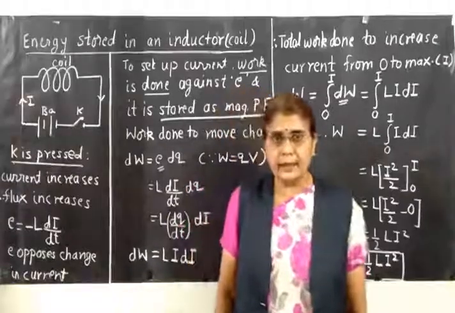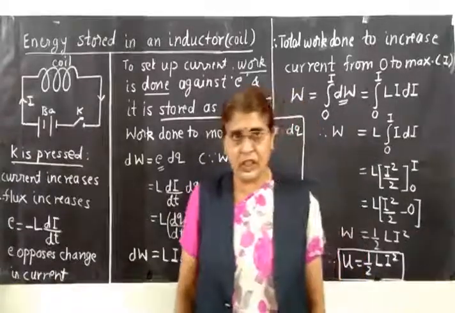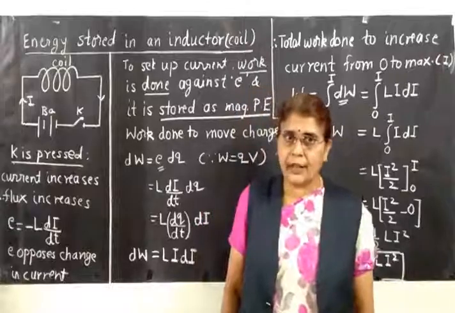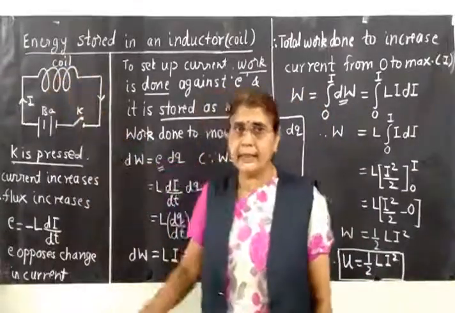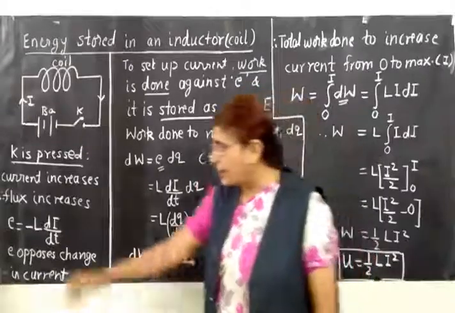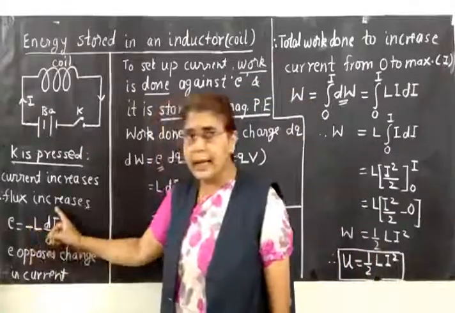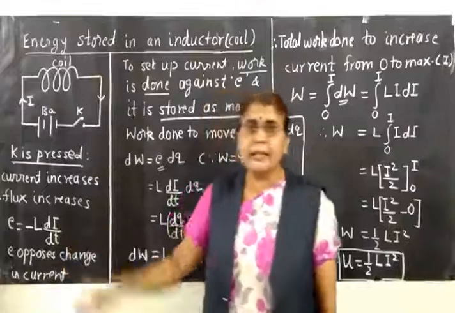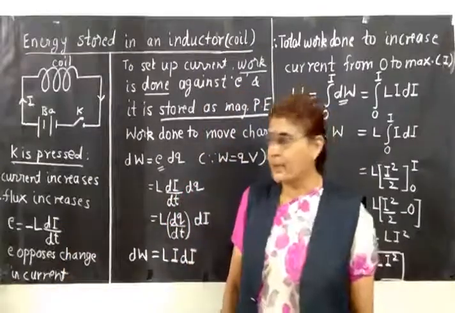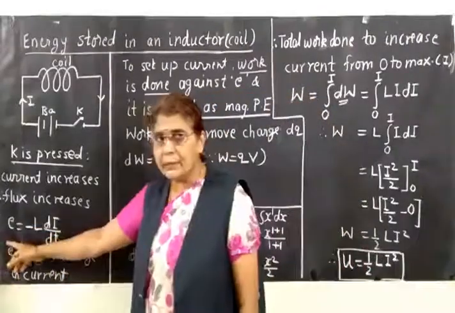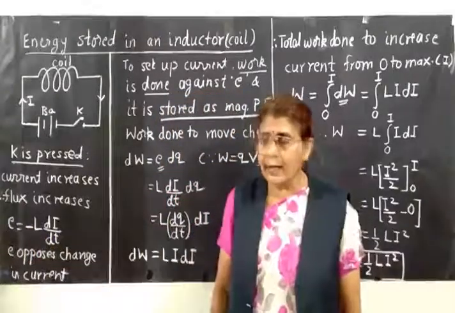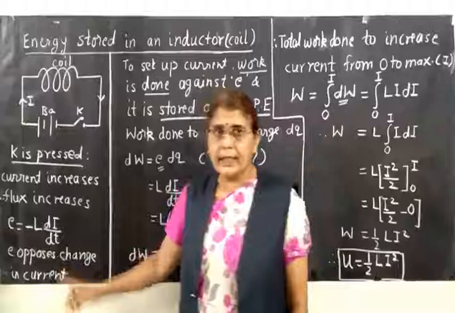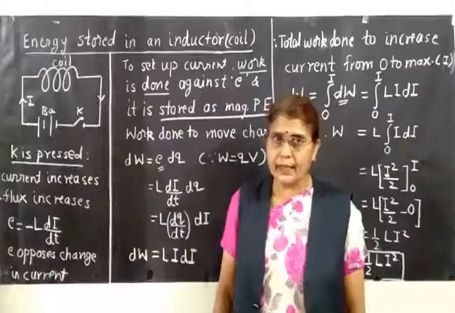Flux increases, the meaning is flux is changing, and whenever there is change in flux, an EMF is induced in the coil. And we had seen that the induced EMF E is given as minus L di upon dt. What are the various terms in this equation? E is the induced EMF, L is a constant called as inductance of the coil, and di upon dt is the rate of change of current.